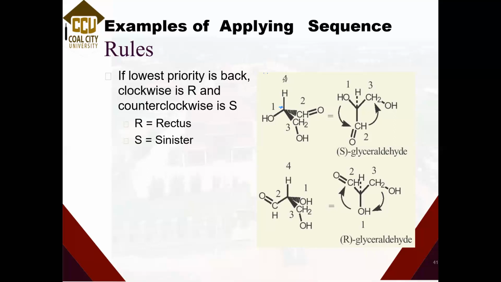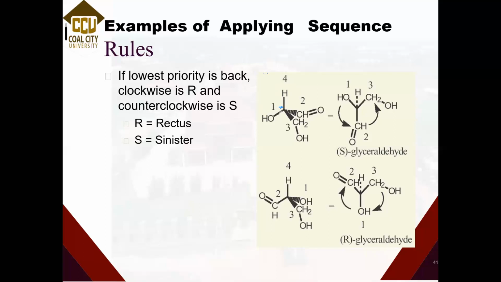After giving the priority, you now look at the smallest priority. Is it on the dashed wedge? No. Our hydrogen is not on the dashed wedge. That means it is not pointing away. So what we just do is, when we move our priority, we reverse it back. Is that okay?